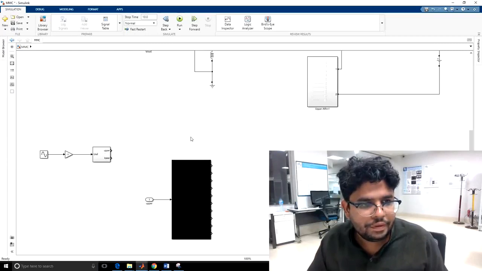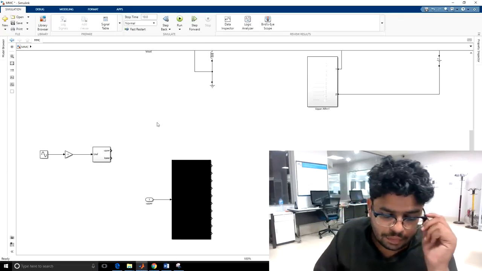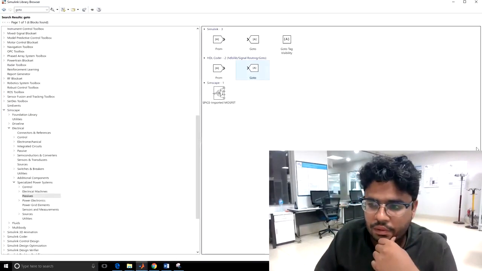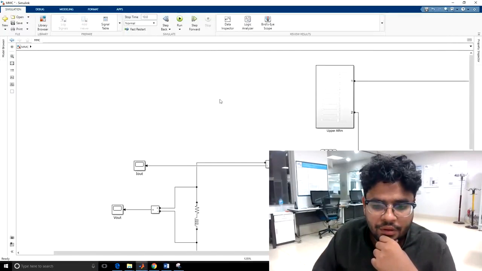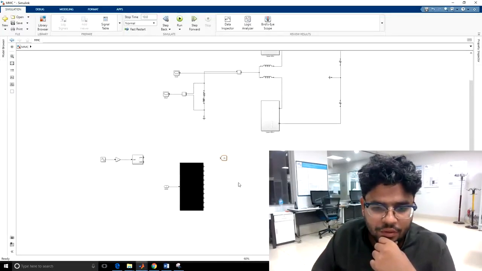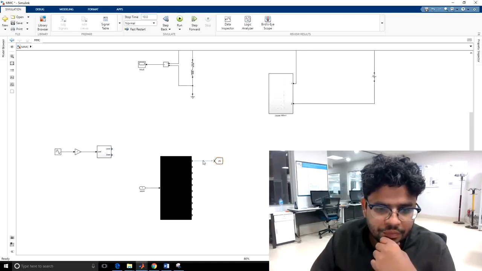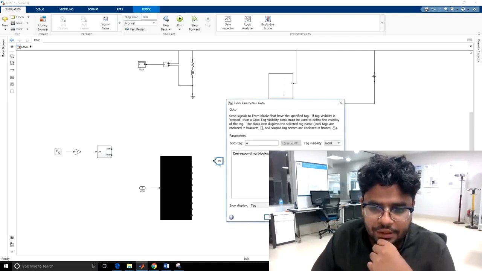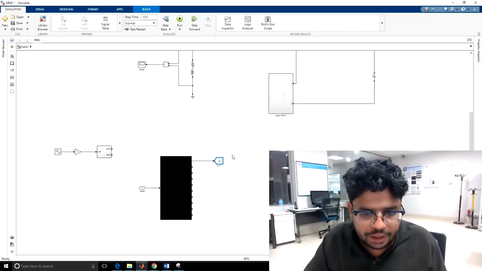The PC hung, waiting for the PC to respond. Okay, it has responded. So this is Goto. You need to make it global and label it for the upper arm G1 to G10.